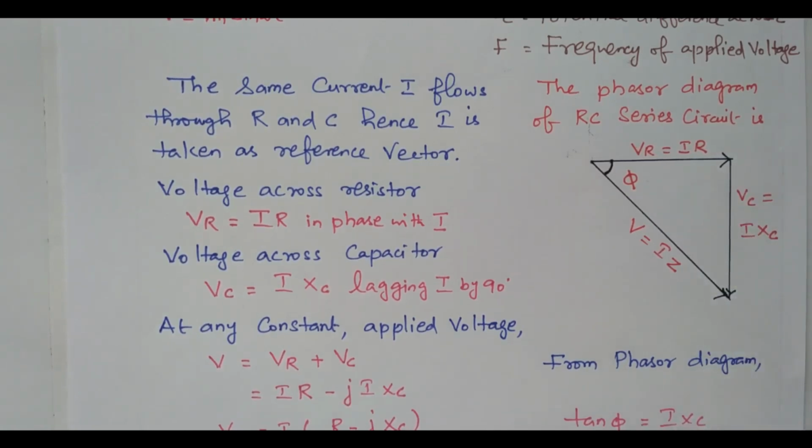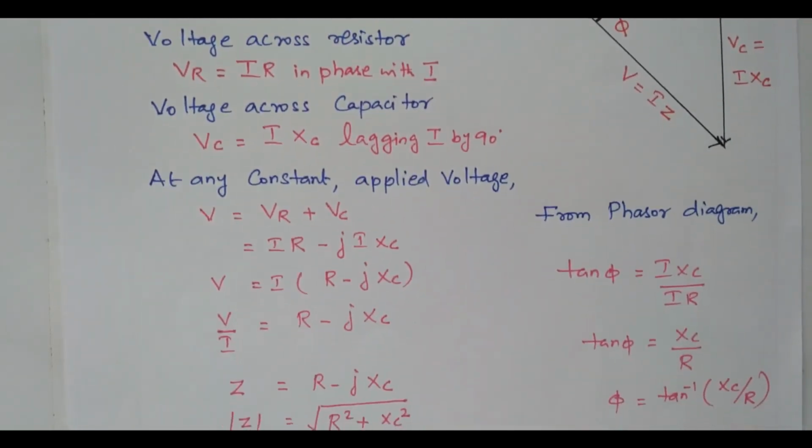In case of an RL circuit, the voltage is leading the current. That is, current is lagging, voltage is leading. So in that case, the inductive reactance will be drawn in the upward direction. Here it is lagging. Based on that, we go for the total voltage. V equal to VR plus VC, that is IR minus jIXC. This minus sign indicates the voltage is lagging the current. If it is plus j, it means leading the current. So minus j represents lagging the current. That's why it is given minus.